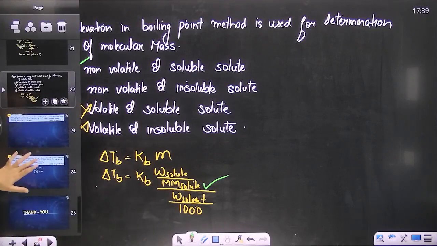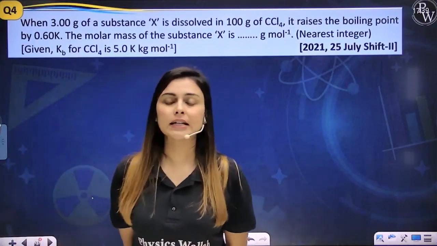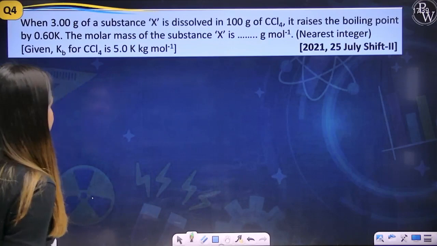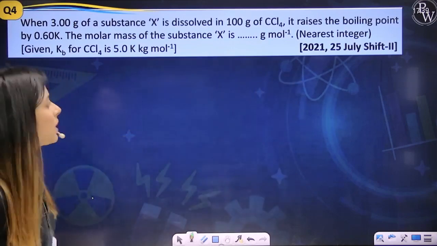Let's move forward to the next question. The question is on your screens, my dear students. Let's try. It is a JEE question. Try this question. It is an integer type question as well, and it was asked recently, 2021, my dear students.